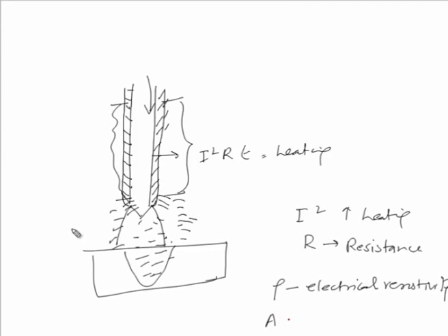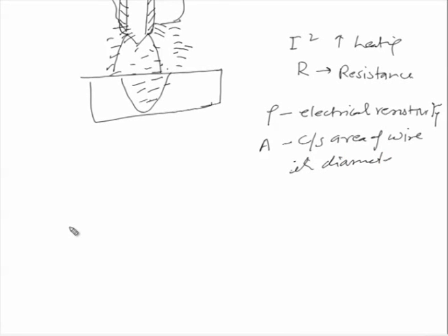the cross sectional area of the wire, which is governed by its diameter. So, we have the cross sectional area of the wire as pi by 4 d square, where d is the diameter of the core wire. Larger is the diameter, greater will be the cross sectional area, and if greater is the cross sectional area, lower will be the resistance for the flow of current. So, if by using a large diameter electrode we are able to reduce the resistance for the flow of current, then in turn it will help in reducing the electrical resistance heating.